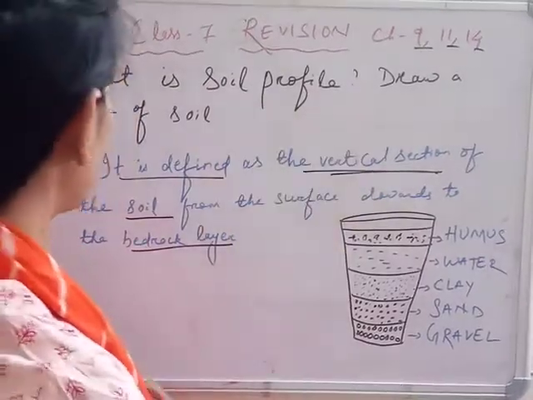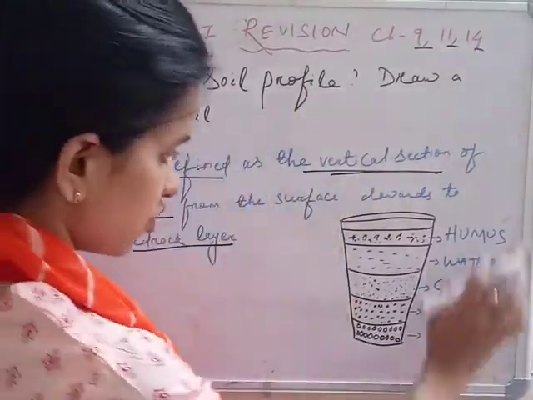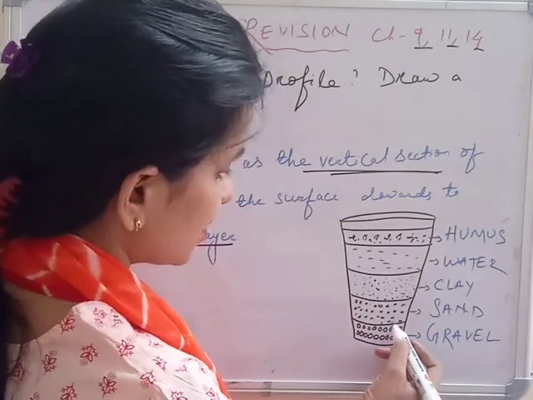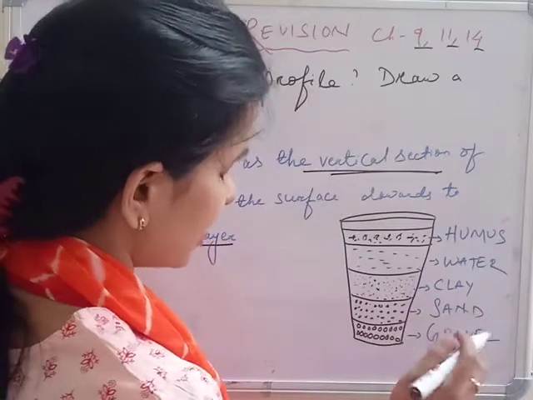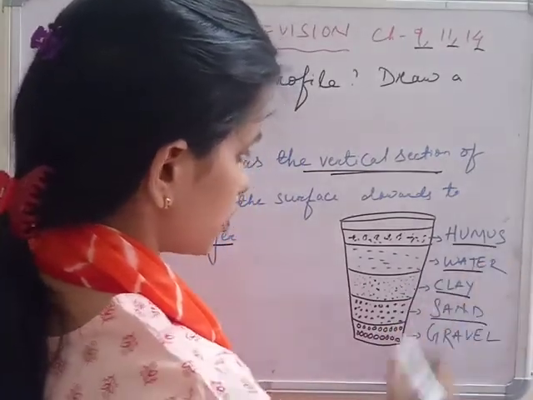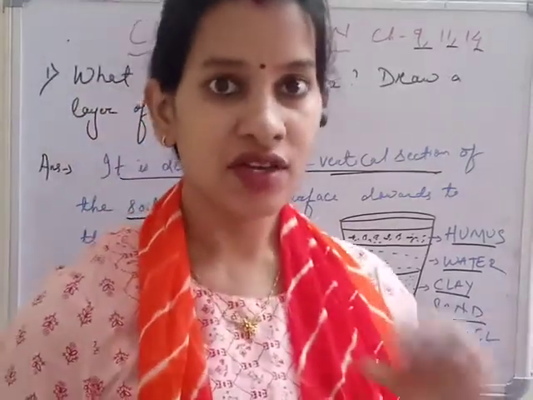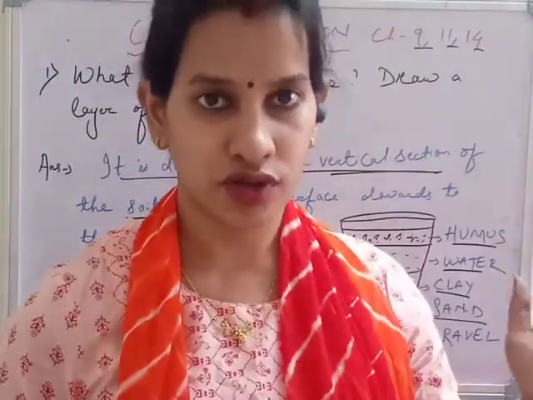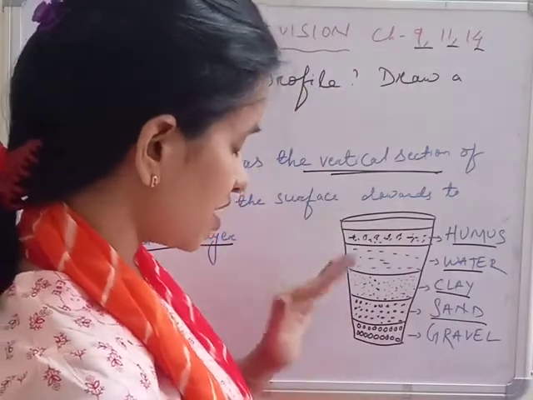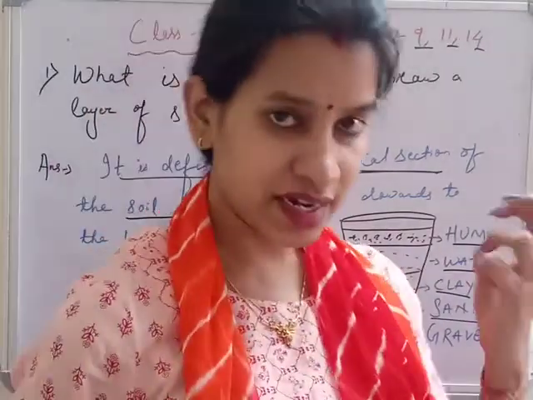Now draw a diagram for this layer of the soil. So I have drawn over here. The first part is your gravel, the bigger particle, then a little lesser particle size, and in size it is sand. Next is your clay, water and humus. As humus is the lighter one, it is going to float over the water. These are the layers which are segregated according to their size and heaviness.